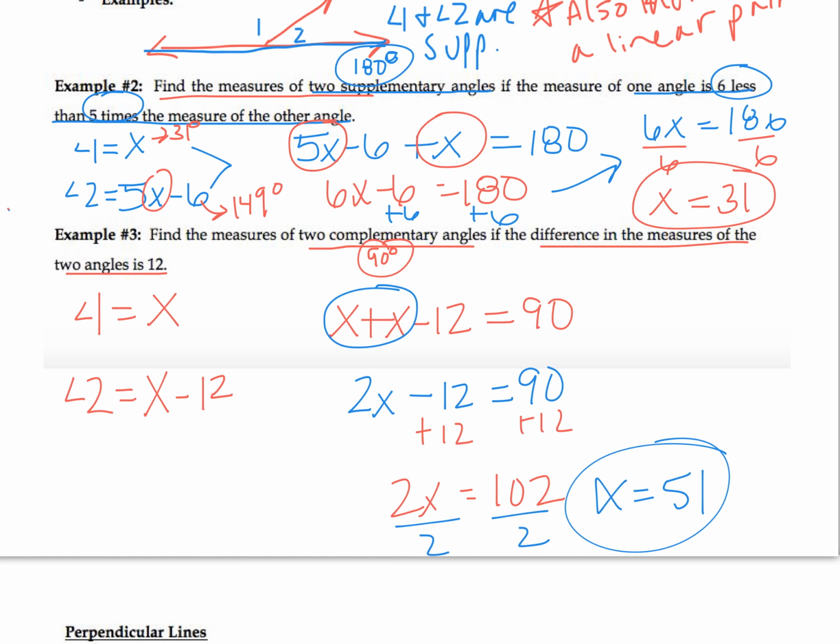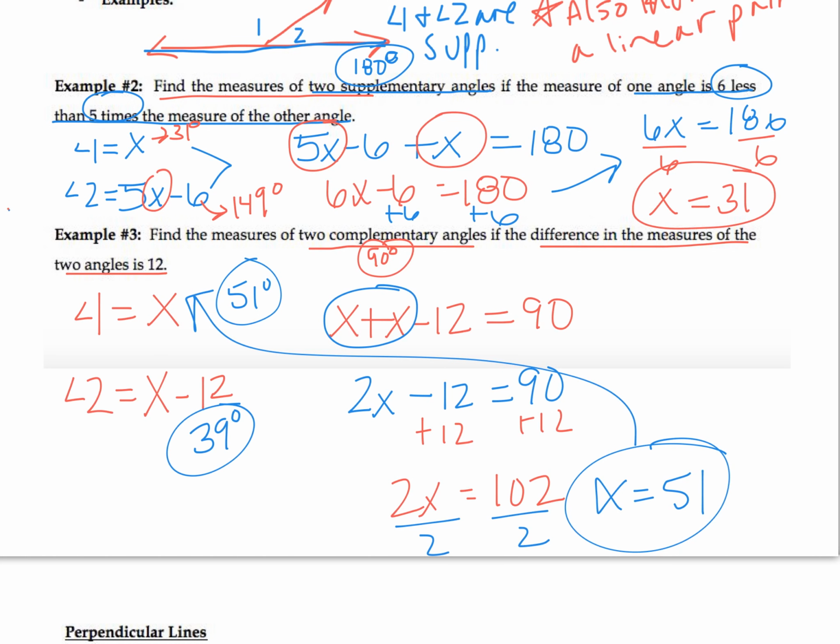We're not done yet. We have to plug it back in. So x is 51. That's right, 51 degrees. And whatever 51 minus 12 is, you can do it either way. Remember, you can subtract 51 from 90, or you could just subtract 12 from 51. Either way, you're going to get 39. And those are the measures of our two complementary angles.